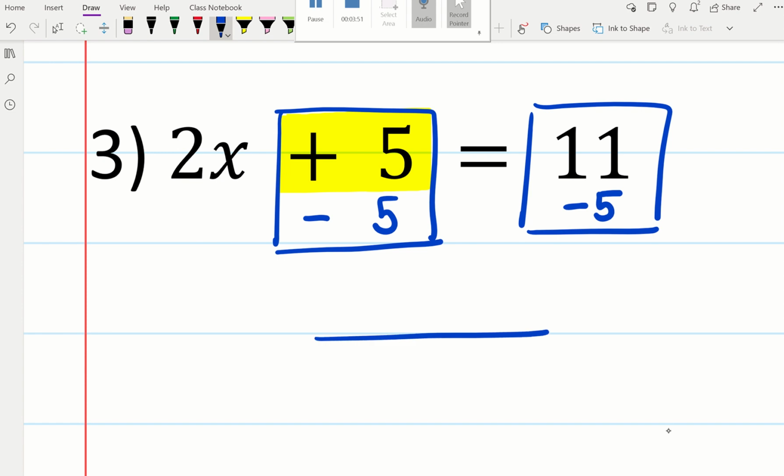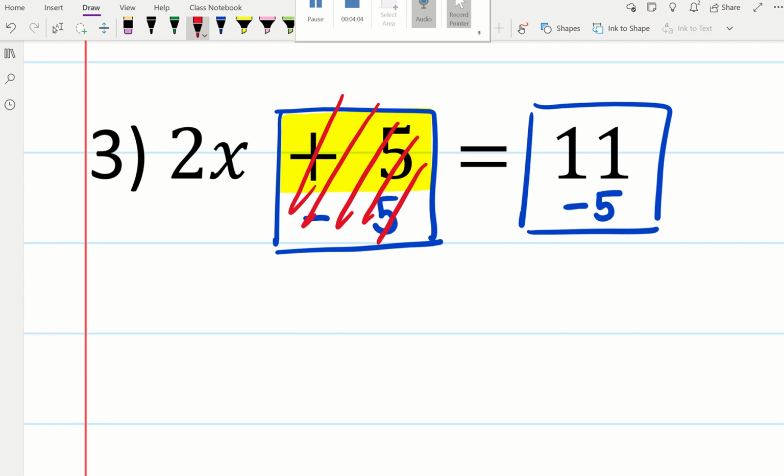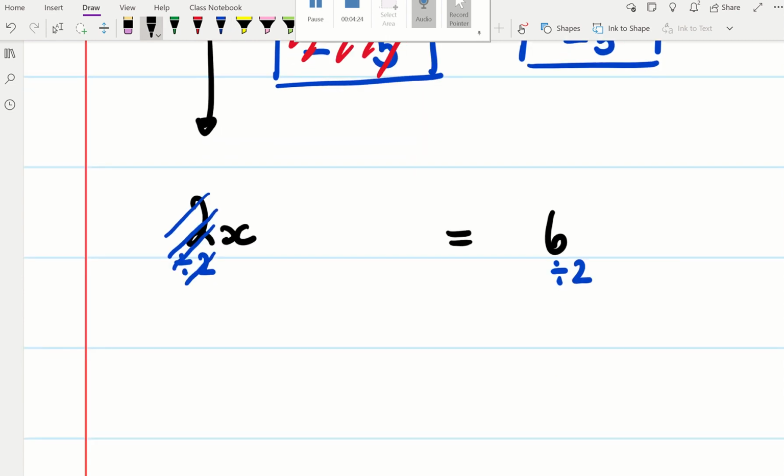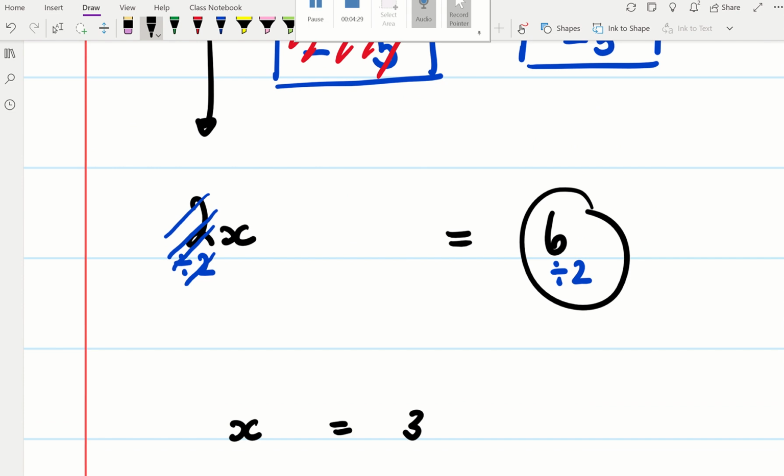Because these equations are like a balance. Whatever you do on one side of the equal sign, you must do on the other side. The 5 take away 5 is 0, so that's gone. And I am left with 2x equals, and 11 minus 5 is 6. And then I'm now going to divide by 2, divide by 2. Those two cancel, and I am left with x equals 6 divided by 2, which is 3.